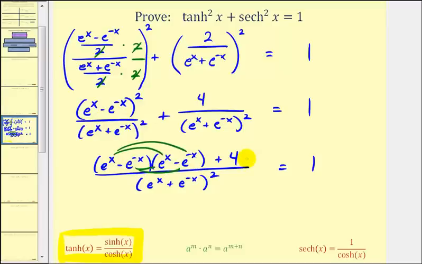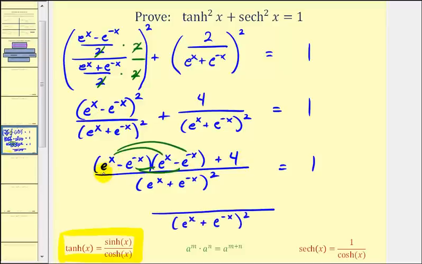And now for the next step, we'll go ahead and multiply these two binomials, and then we'll combine like terms. Remember, when multiplying and the bases are the same, we add the exponents. So e to the x times e to the x would be e to the 2x, since x plus x is equal to 2x. Next we have e to the x times negative e to the negative x, which will be minus e to the x plus negative x, which would be e to the 0.